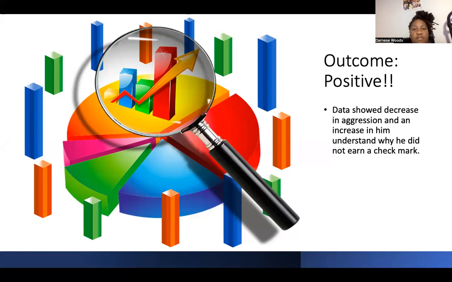So we took data also on whether he was able to tell you what rule he broke. And he was. So it was an increase in understanding and a decrease in aggression.